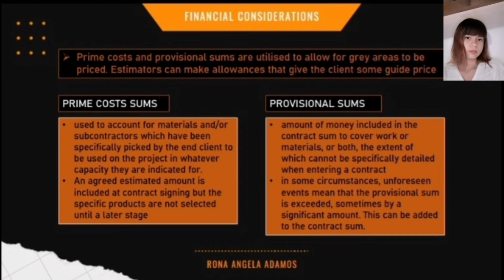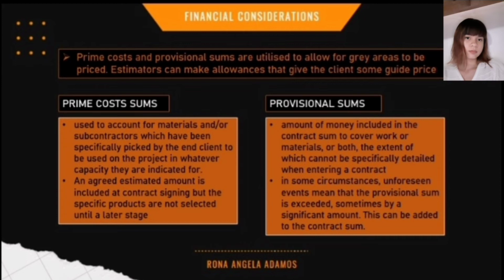Prime cost sums are used to account for materials and/or subcontractors which have been specifically picked by the end client to be used on the project in whatever capacity they are indicated for. An agreed estimated amount is included at contract signing, but the specific products are not selected until a later stage.